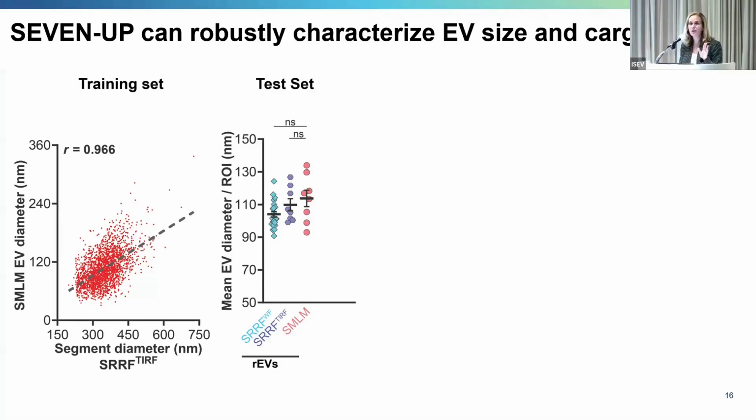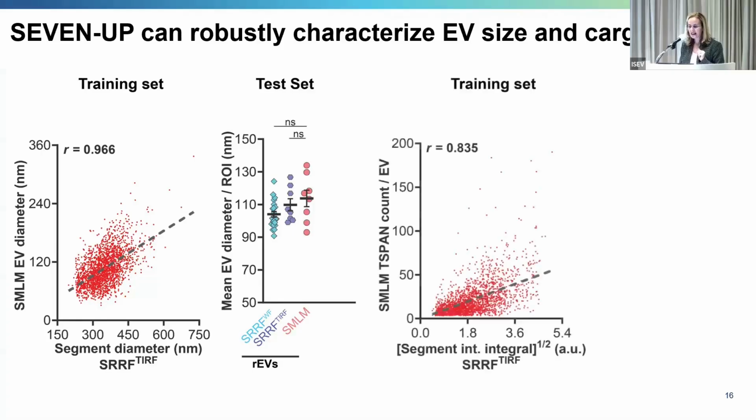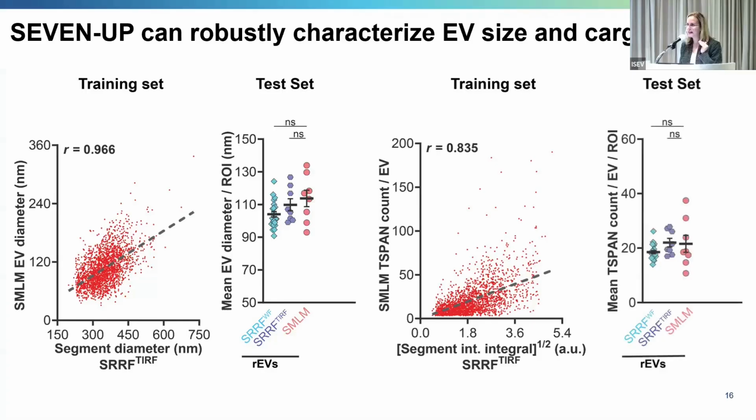So this is the beauty of this. We want to make sure that everyone can do this. And then we can do the similar correlation with molecular counts. These are the tetraspanin counts. Works really nicely. Again, there is no difference between SMLM on average and with wide field and TIRF.